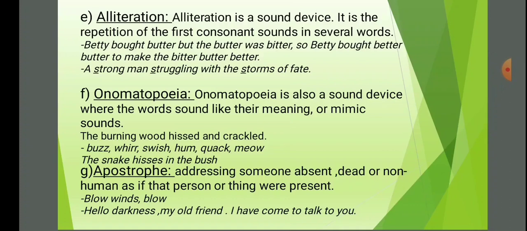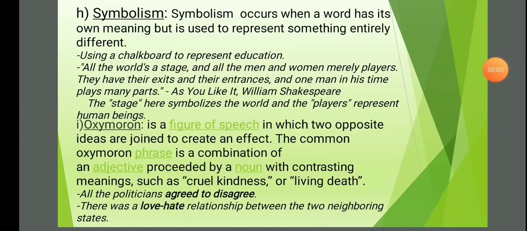Hello darkness, my old friend. Person is addressing darkness, just like a human being. Hello darkness, my old friend, I have come to talk to you. This comes under apostrophe, means addressing someone who is absent, or you can say who is non-human, or it is dead. Next figure of speech is symbolism.